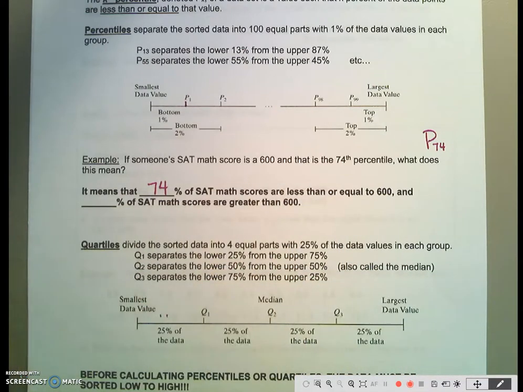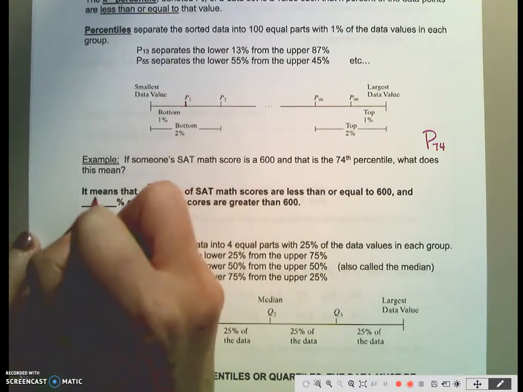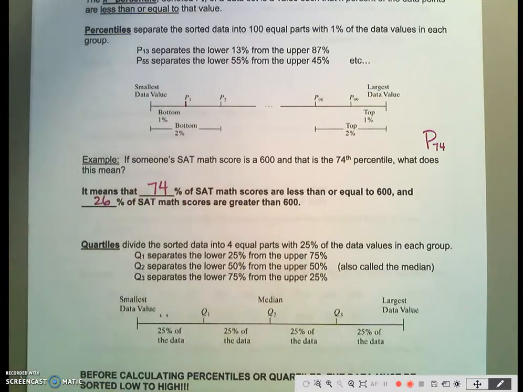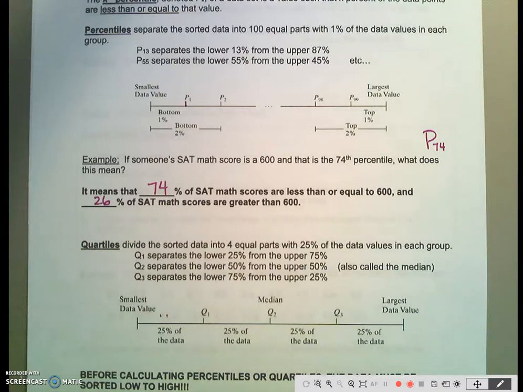And so then what would that other percent be? If you've got 74 below, then the amount above would be what, 26? 26% of SAT math scores were greater than yours. So it just sort of tells you that you did way better than the majority. That's a pretty good place to land as P74.